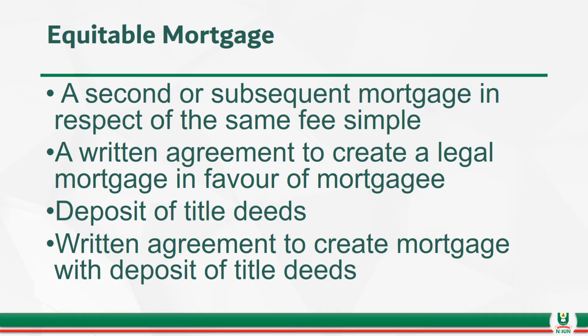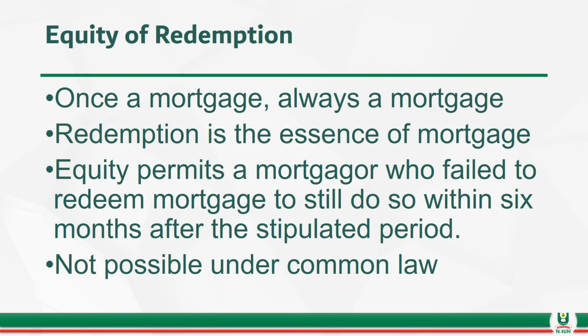And the third is the deposit of title deeds. That is an equitable way of creating a mortgage. And the fourth is a fusion of the first and the third. So where there's a written agreement to create a mortgage and title deeds are deposited from the mortgagor to the mortgagee, then you have an equitable mortgage.